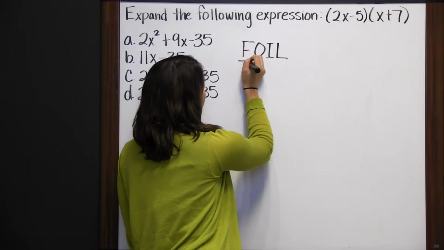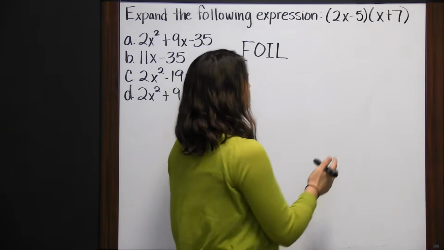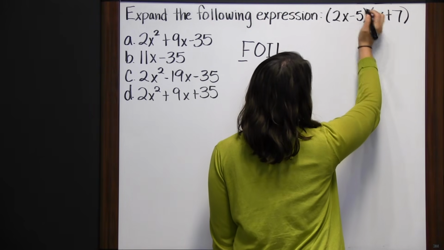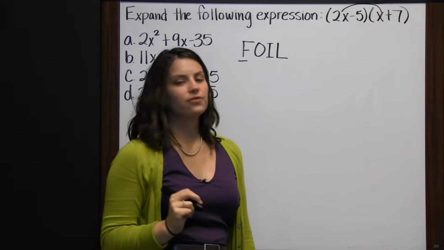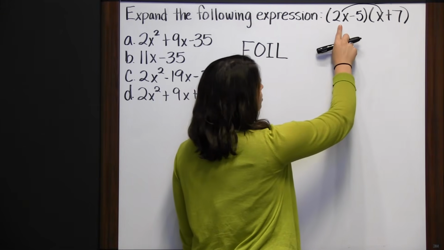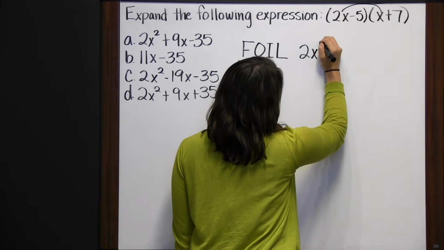So we start with F, first. And that F tells you to multiply the first terms in each set of parentheses. So that's 2x times x. Those are the first terms in each set of parentheses. 2x times x is 2x squared.